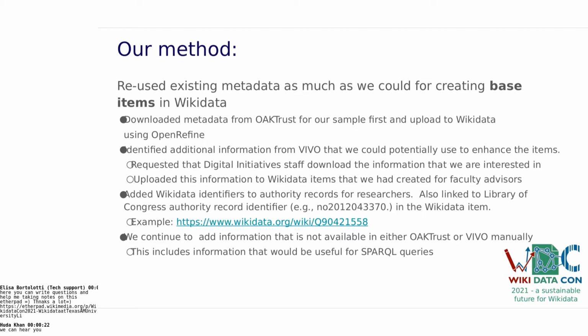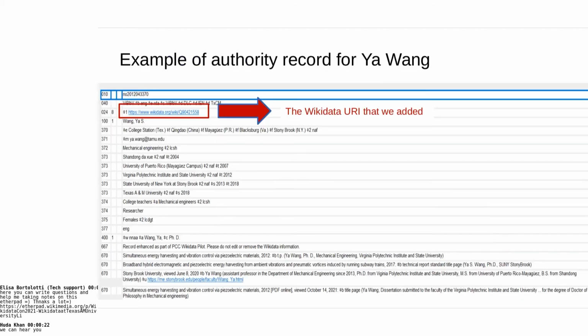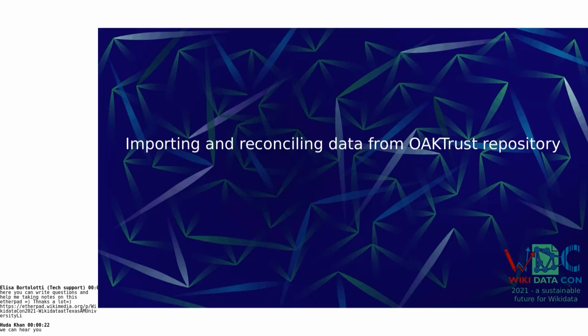And finally, we continue to add information that we couldn't get from Oak Trust or VIVO, and we're doing this manually. And these are things that would potentially be of interest for SPARQL queries. And here's the authority record, and that's an example of the Wikidata URI that we added here that I've highlighted.